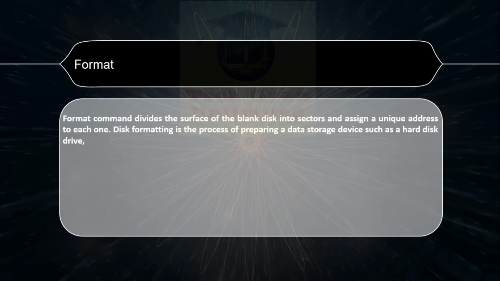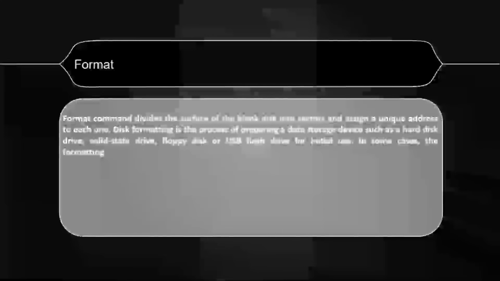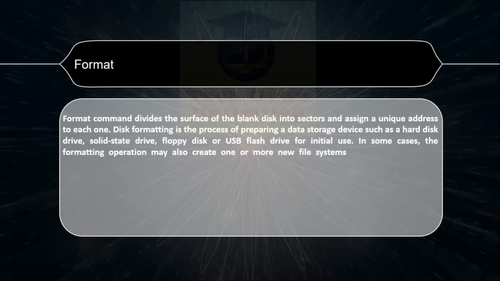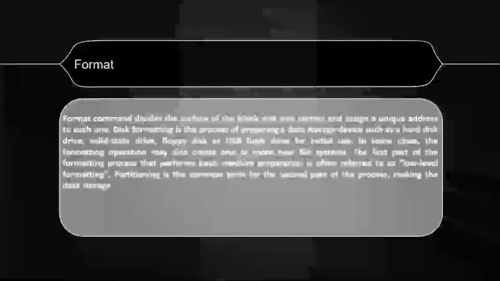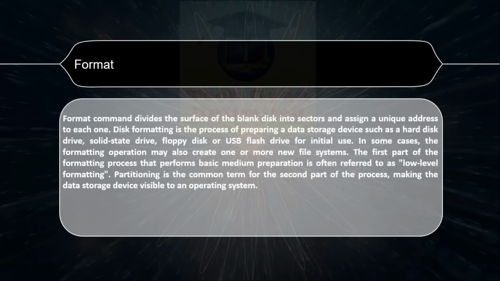Disk formatting is the process of preparing a data storage device such as hard disk drive, solid state drive, floppy disk or USB flash drive for initial use. In some cases, the formatting operation may also create one or more new file systems. The first part of the formatting process that performs basic medium preparation is often referred to as low-level formatting. Partition is the common term for the second part of the process, making the data storage device visible to an operating system. And while formatting, it also creates a file system, partition system, as discussed before.